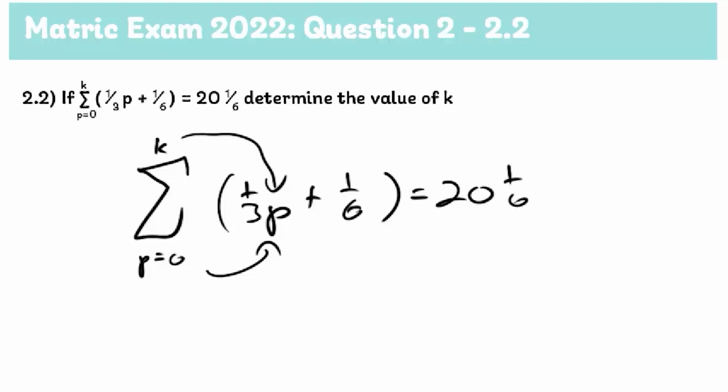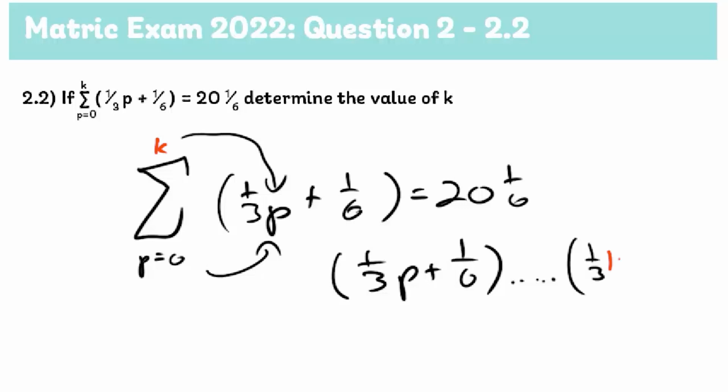So what we could do in essence is we could say the first term is 1/3p plus 1/6 all the way to 1. And instead of putting p there, we'll put k because it's this top value k that'll go in over here. That will equal 20 and 1/6.